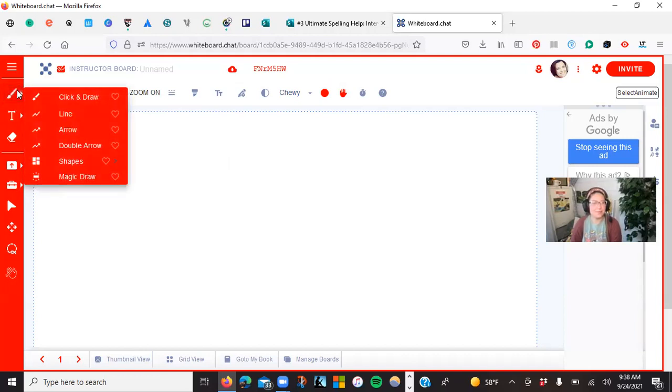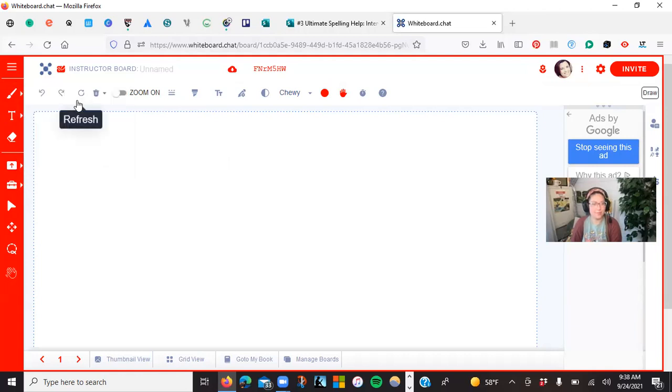Let me write out the word diagram. Okay, this is not letting me draw. Let me go back. There it is. So we got our word diagram. Remember, our prefix will go here, our root will go here, and our suffix will go here, and the connector will connect off of it.